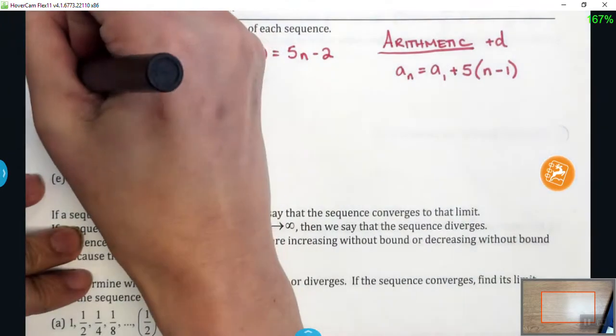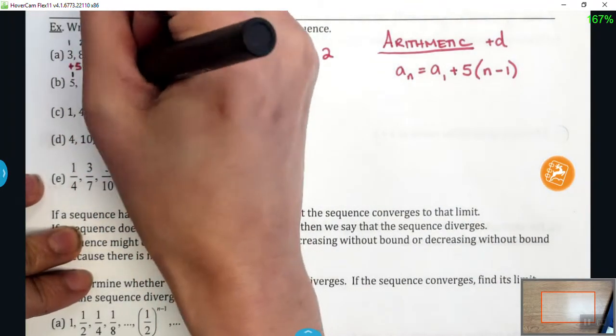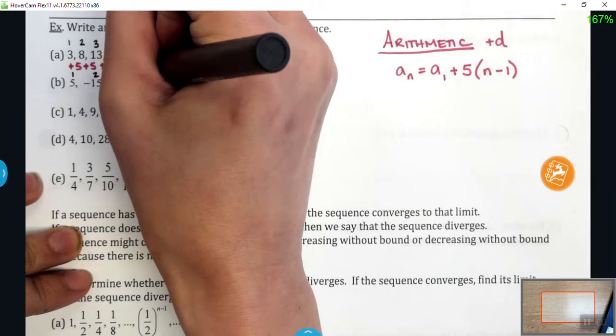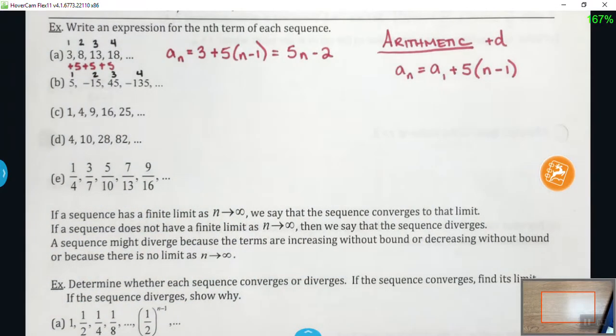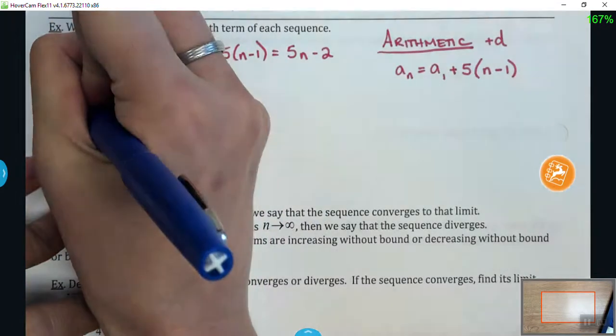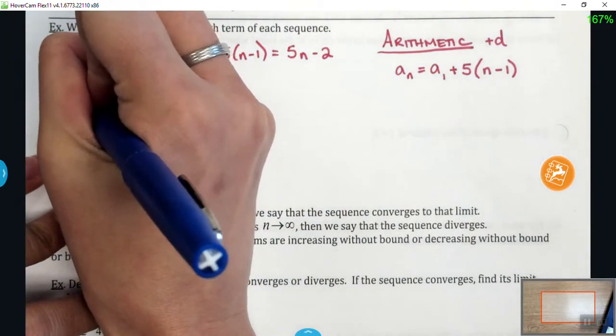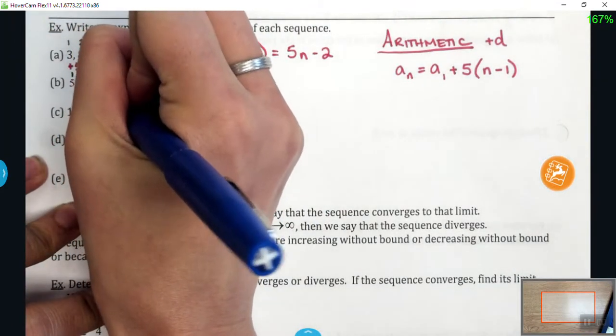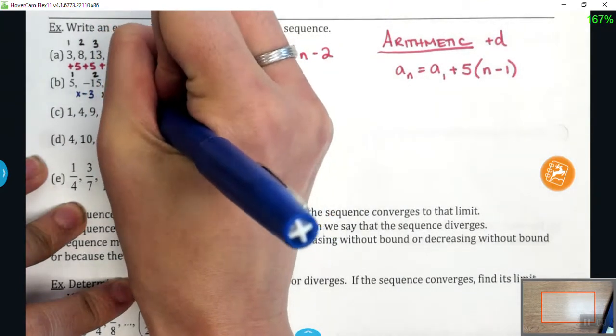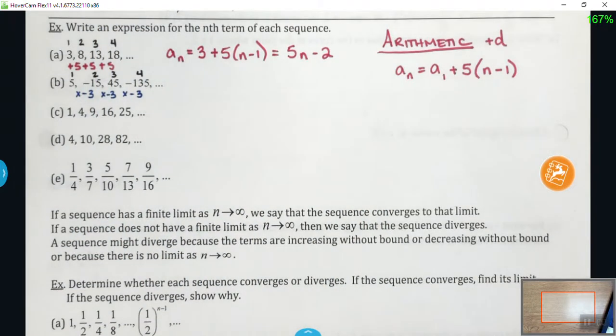So I gotta get from 1 to 5, 2 to negative 15, 3 to 45, and 4 to negative 135. Multiplication. What does it look like? Times negative 3. Every time we multiply by what? Negative 3. Okay, what kind of sequence is that?